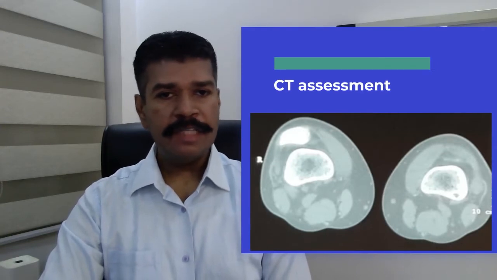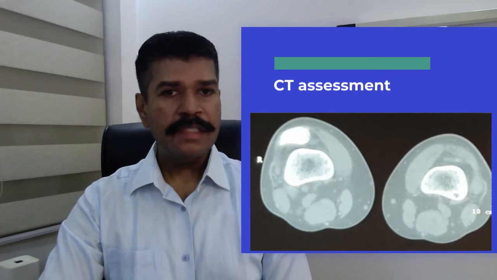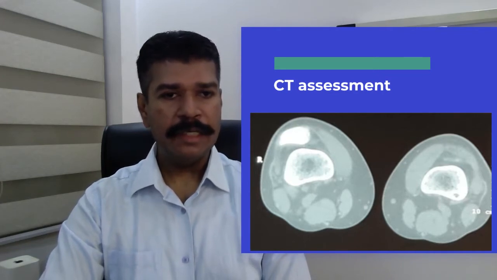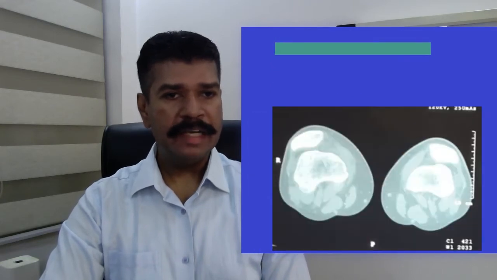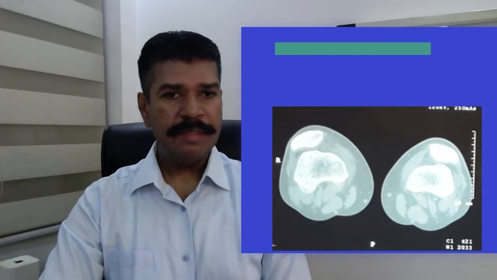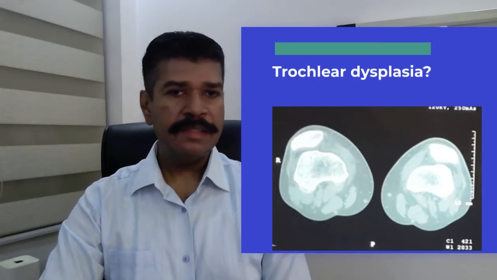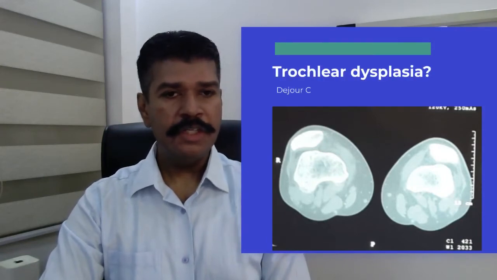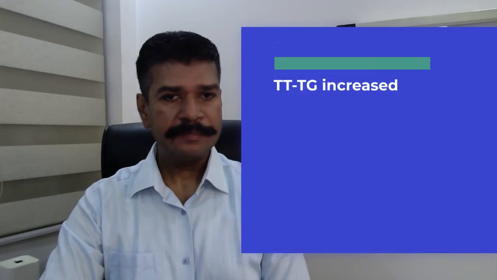CT scan is something which I would always do because I want to know the TTTG distance. Here you can see some asymmetry, maybe a mild component of patella alta. You see the patella engaging on the right side, but no patella engagement on the other side. So maybe that's an indicator, and maybe it's trochlear dysplasia with the Dejour type C trochlea.